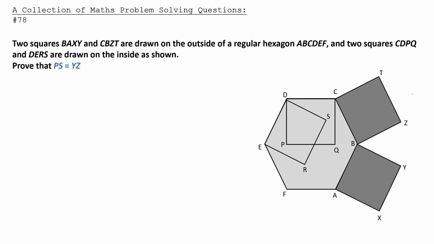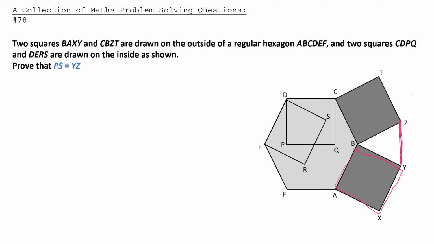Two squares BAXY and CBZT are drawn on the outside of a regular hexagon ABCDEF, and two squares CDPQ and DERS are drawn on the inside as shown. These are the squares that are drawn on the inside, and the squares drawn on the outside are these. So we have to prove that PS equals YZ.